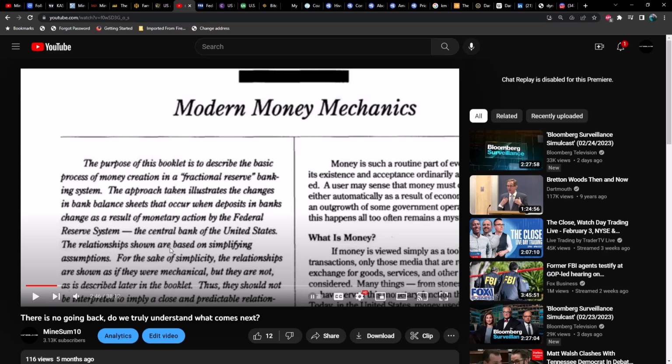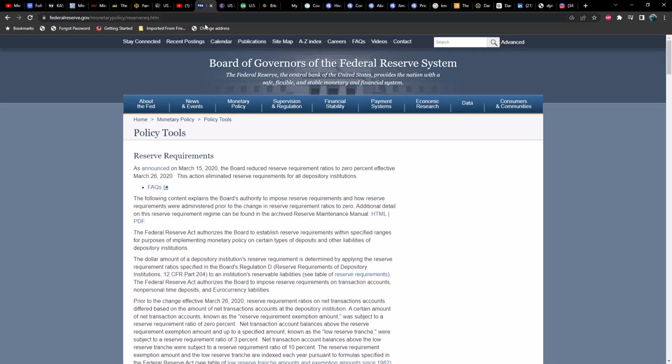The relationships shown are based on simplifying assumptions. For the sake of simplicity, the relationships are shown as if they were mechanical, but they are not, as described later in the booklet. And it goes on to say that banks are required to hold 10% of what is deposited, and they're allowed to loan out 90%. But guess what? That changed in 2020.